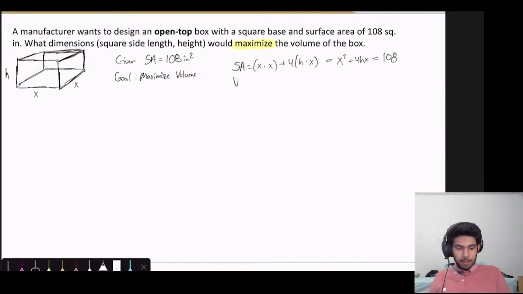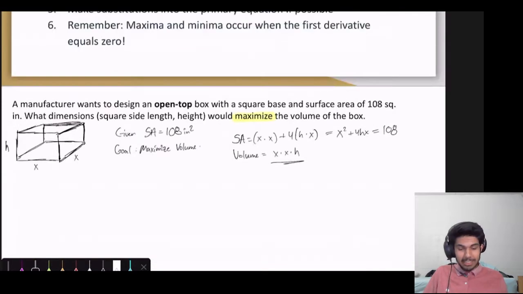Okay, and then volume, that's your simple base times width times height. So this is equal to x times h. And we want to maximize the volume. So really, we want to take the derivative of this at some point. But taking the derivative of this seems kind of hard because we have two variables. And that would require some implicit differentiation. And we don't really know how h is changing with x. That would be quite complex.